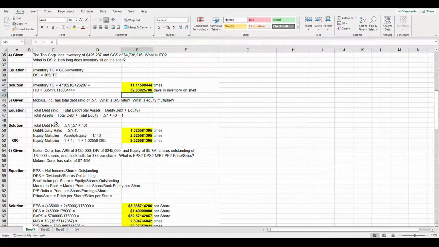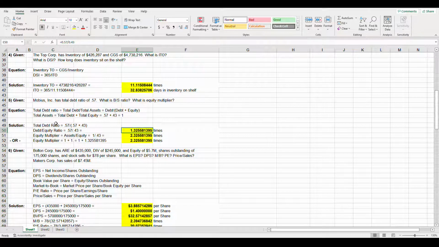In problem number 5, Mobius Inc. has a total debt ratio of 0.57 times. What is their debt to equity ratio and their equity multiplier? The equation is total debt ratio is total debt over total assets. I wish they would call it the debt to assets ratio, but they don't. They call it the total debt ratio.